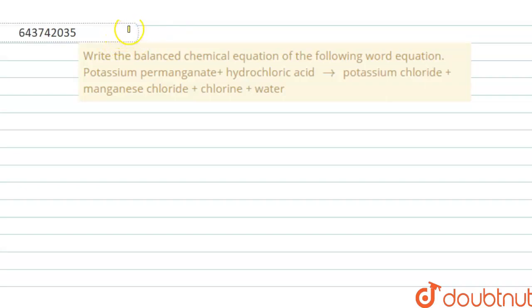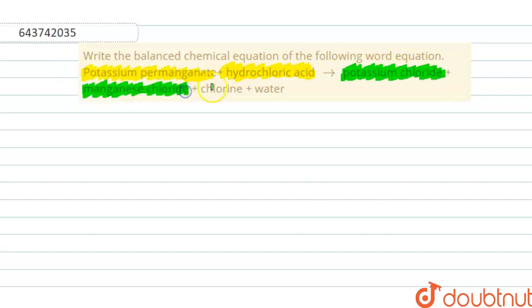Hello everyone, we have this question where we have to give a balanced chemical equation for the following word equation given below. That is, potassium permanganate reacts with HCl, hydrochloric acid, to give us potassium chloride, manganese chloride, chlorine and water. I have highlighted the reactants with yellow and the products with green.